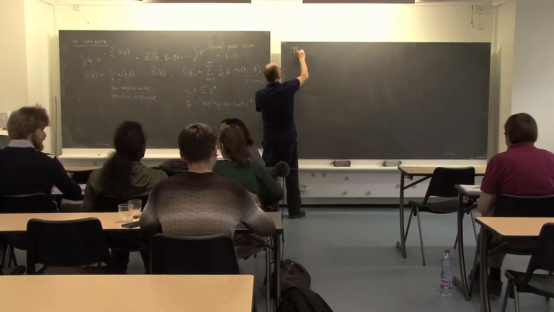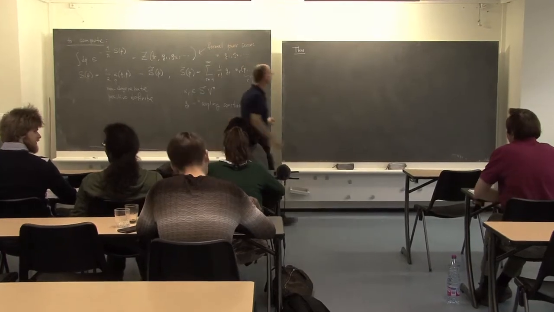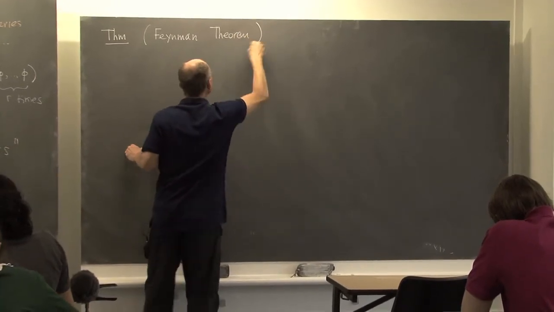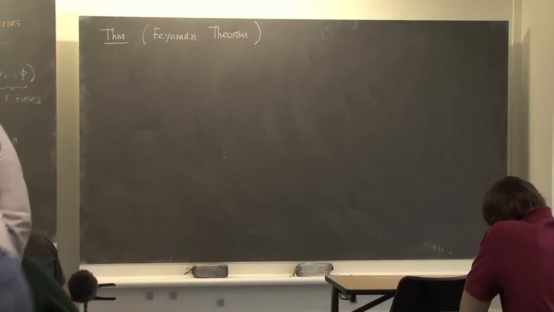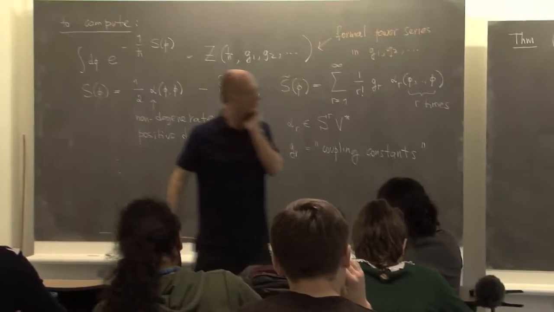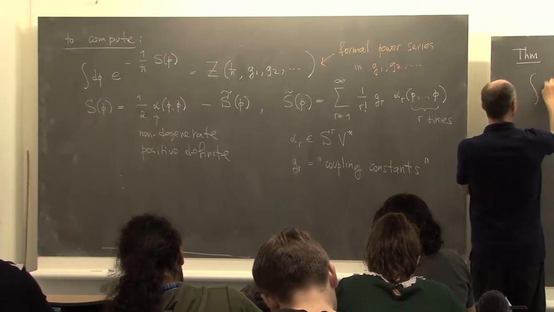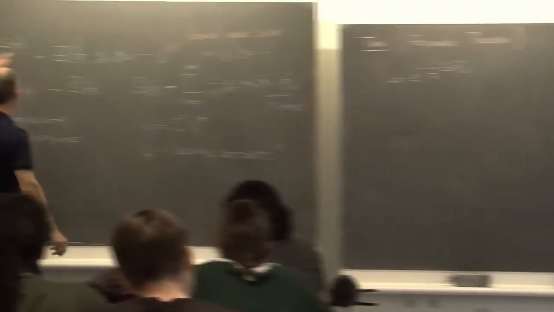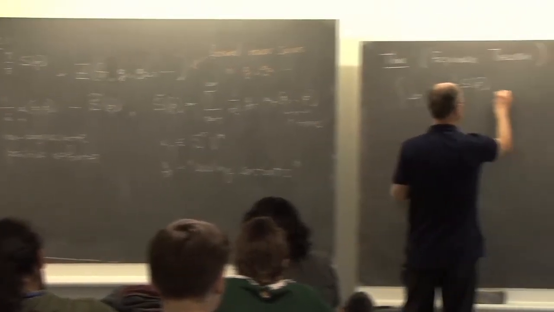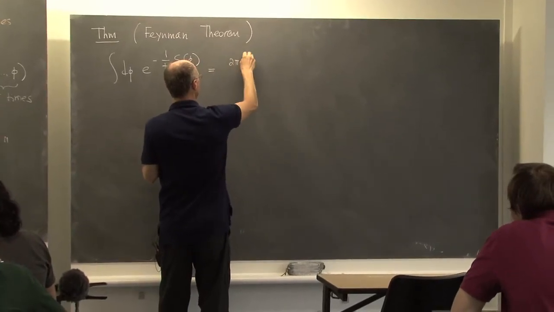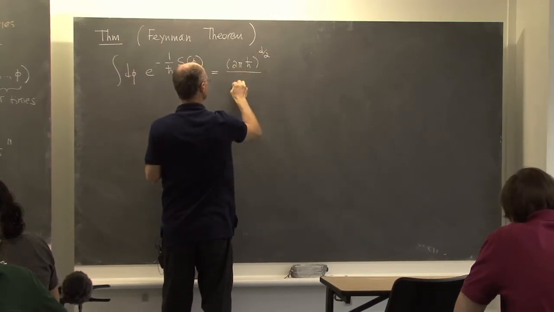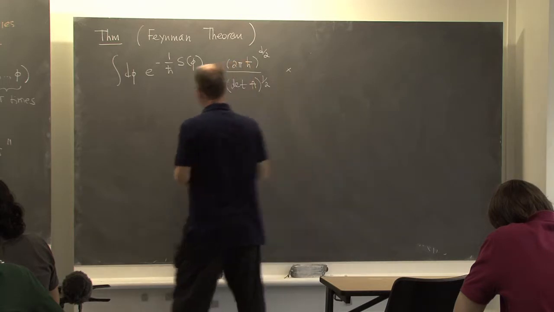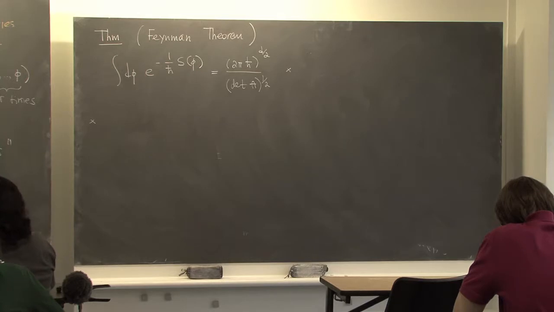Right, so we continue with a big theorem. Well, we can call it Feynman theorem. I'm not sure that Feynman was thinking about it in that way, but so let's put it like that. So the integral that we are interested in, so this integral with S of phi of this form, is equal to, as before, the standard prefactor and here there will be a relatively complicated expression.